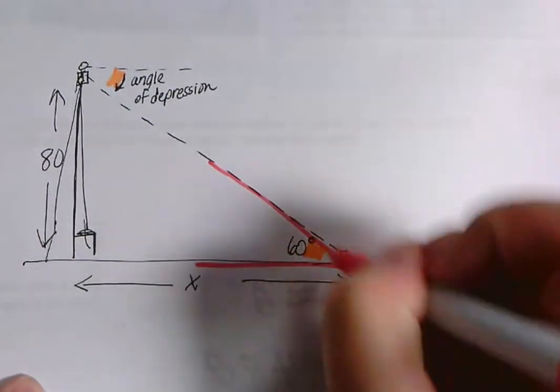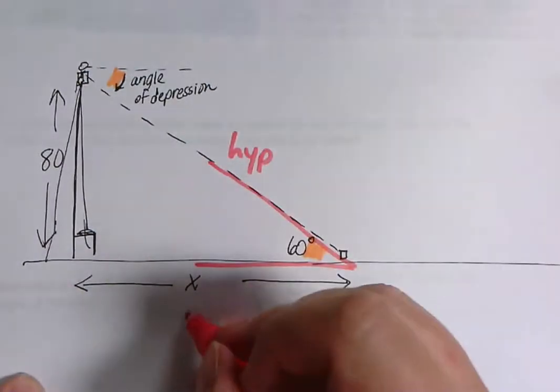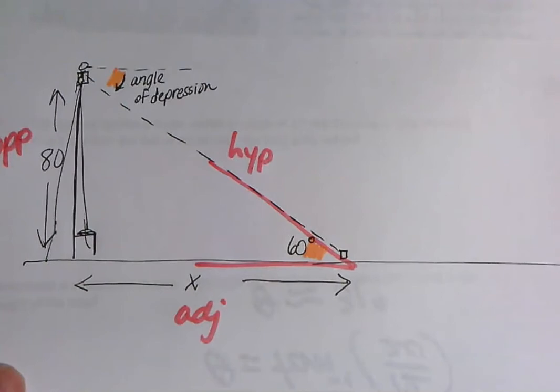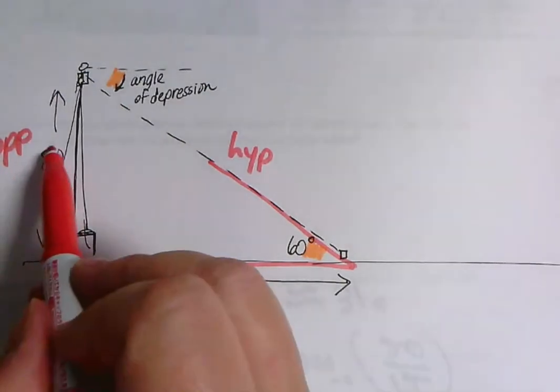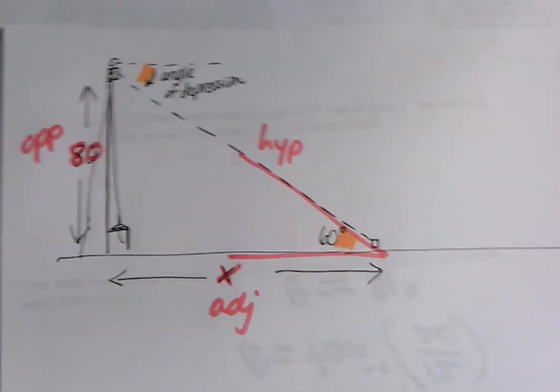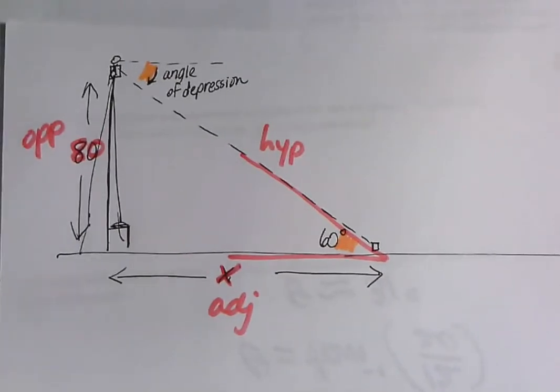Two sides of my angle. One is the hypotenuse. The other is the adjacent. So this is the opposite. So I'm working with the 80, which is the opposite, and the x, which is the adjacent. So which function do I need to use? Which one is opposite and adjacent? Tan.